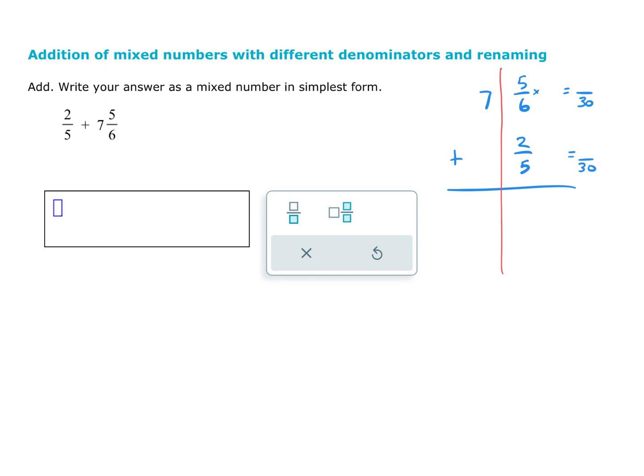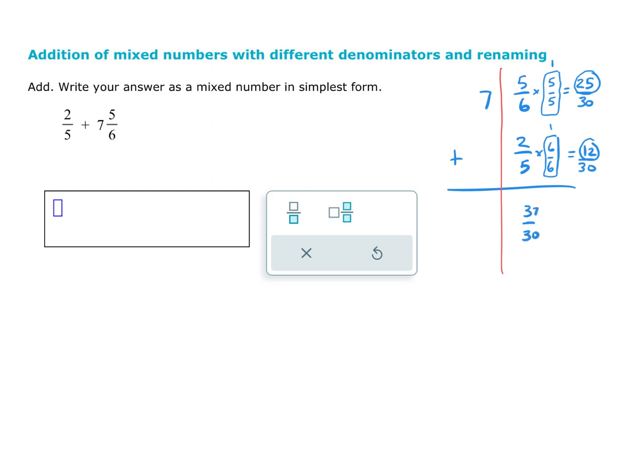And now we're going to try to find an equivalent fraction for each of our old fractions. So 6 times what is 30? 6 times 5 is 30. I'm going to multiply the whole thing by 5/5. 5 times 5 is 25. The bottom fraction, 5 times what is 30? 5 times 6 is 30. Multiply the numerator by the same thing. 2 times 6 is 12. Now we're ready to add 25 plus 12, which is 37/30.